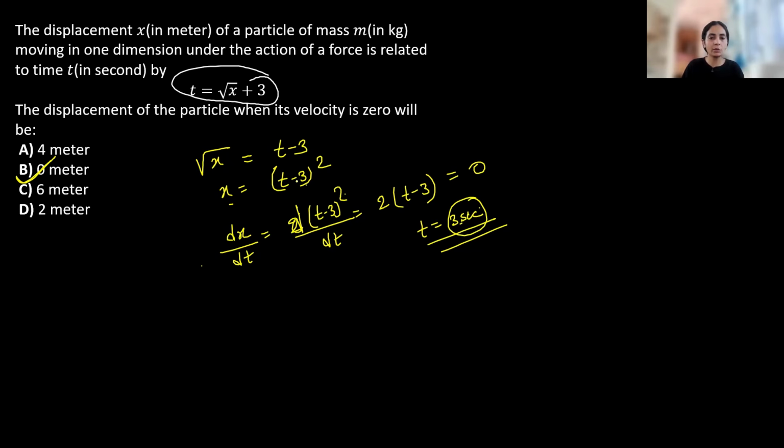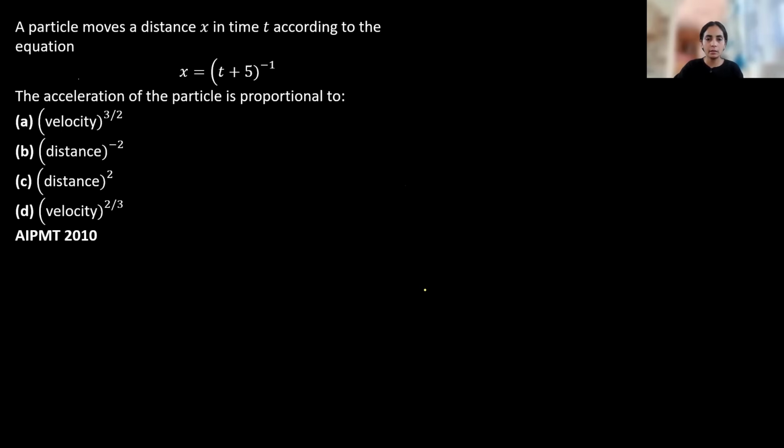3 सेकेंड पे वेलोसिटी 0 है. यहाँ आप जब टाइम की जगह 3 सेकेंड रखोगे, यहाँ पे 3 minus 3 will become 0, so x will become 0. Option B will be correct one, right? So very simple. Now let us talk about this one.